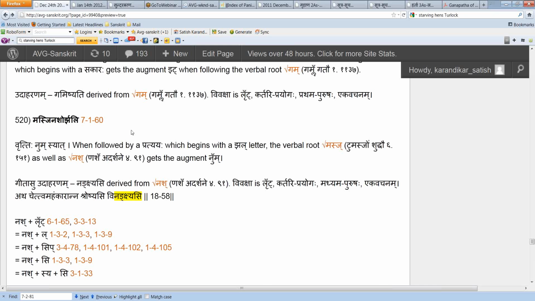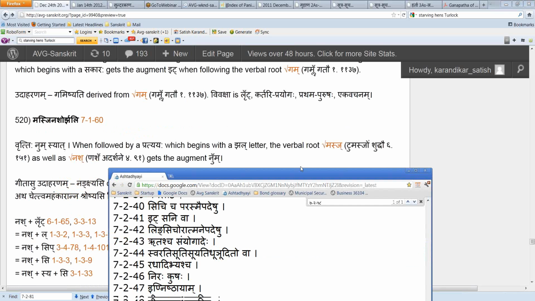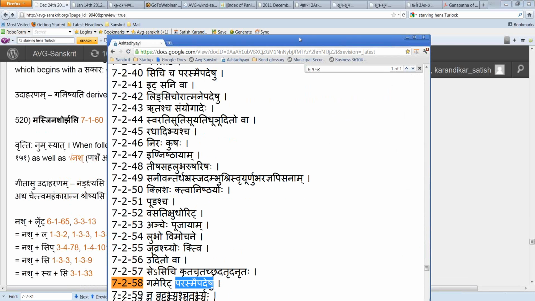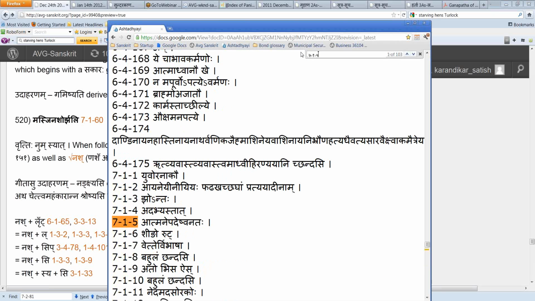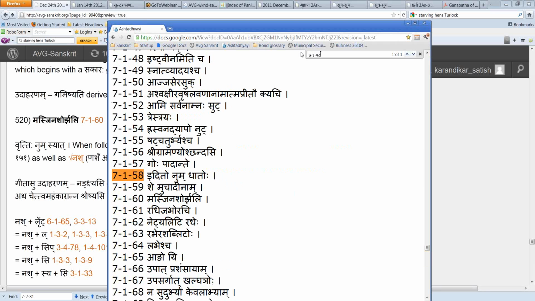What is 7160? The 7160 is in the section of 7158, Idito num dhatoho. We have a very good friend next door. Not only that, we have 7159, we have used che muchadinam. So we have used Iditonum dhatoho, we also use che muchadinam, which is right here. So now we should be able to understand very quickly what this sutram is saying.